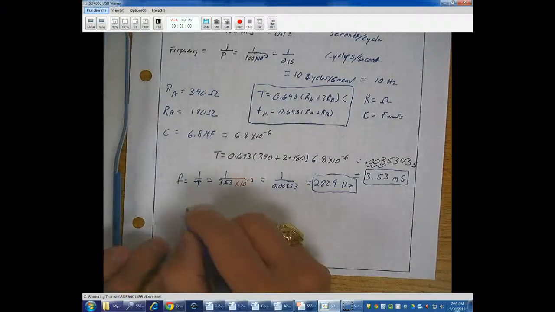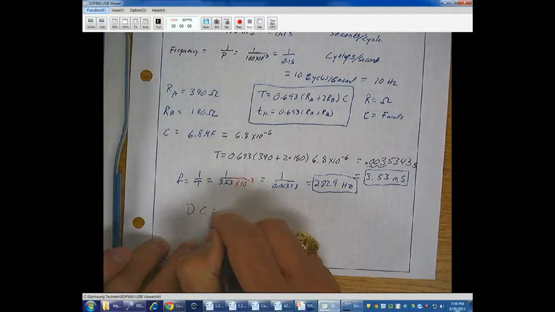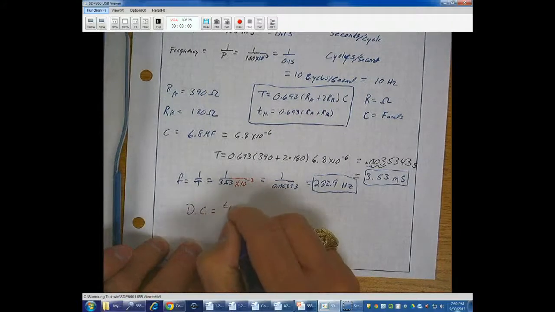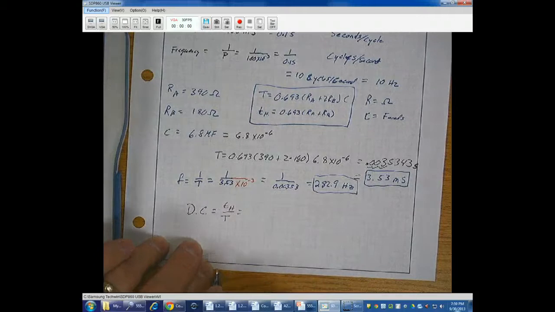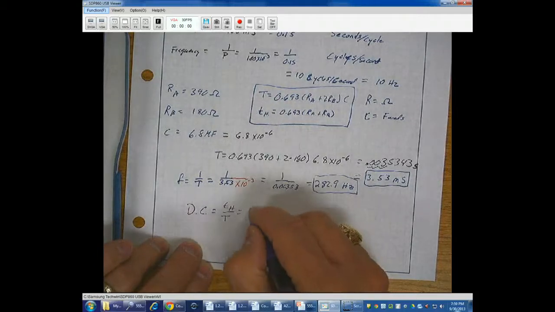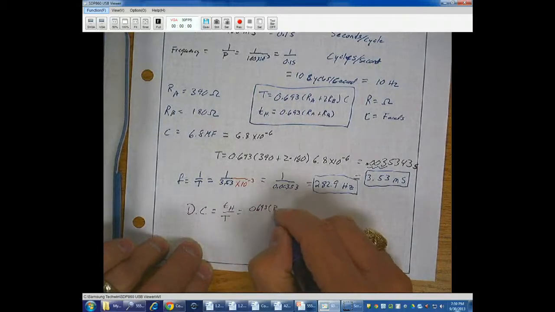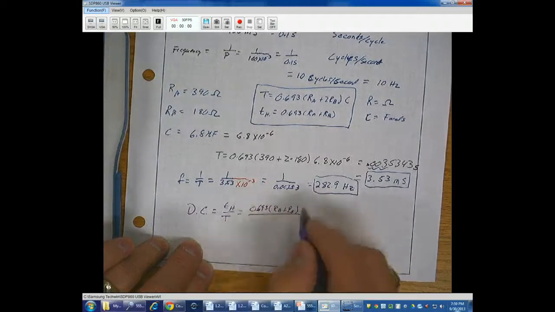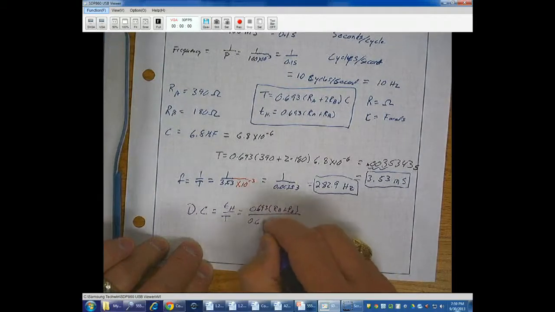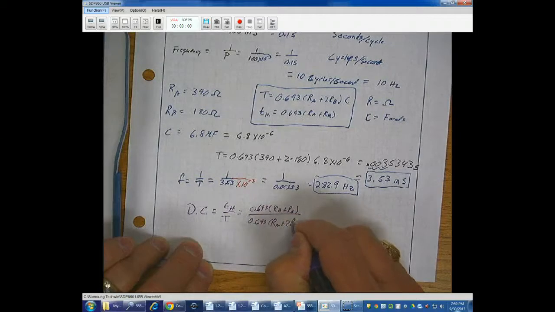The last thing I want to do is calculate the duty cycle, and that is my time high over the entire period. The time high was that part of 0.693 times RA plus RB, without the 2 in front of it, over the period, which is 0.693 RA plus 2RB.